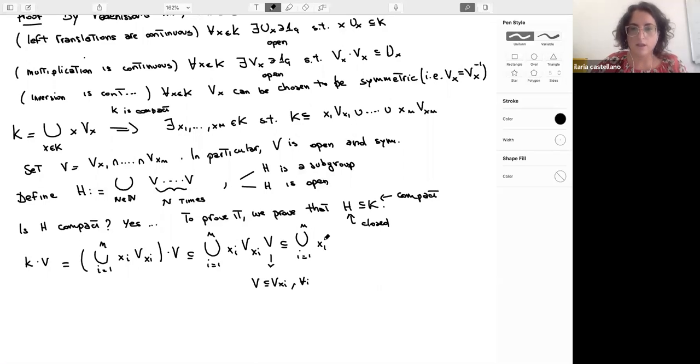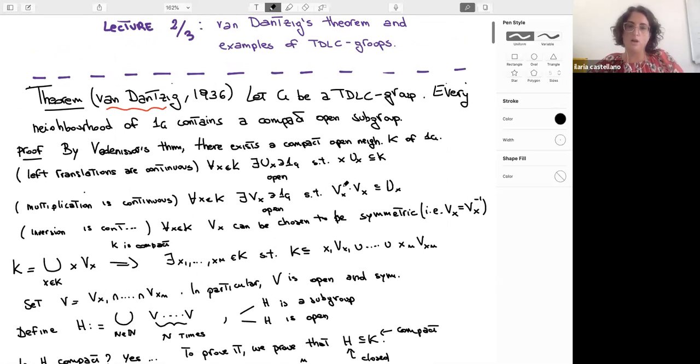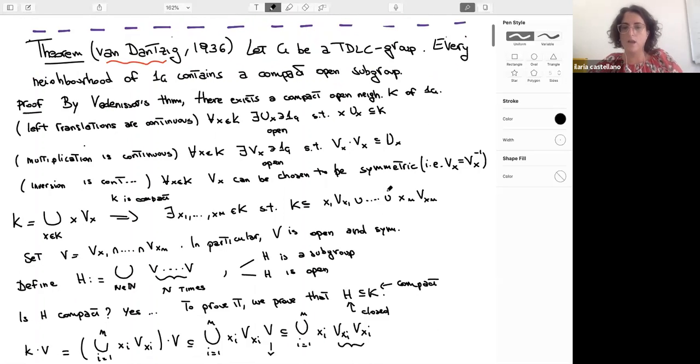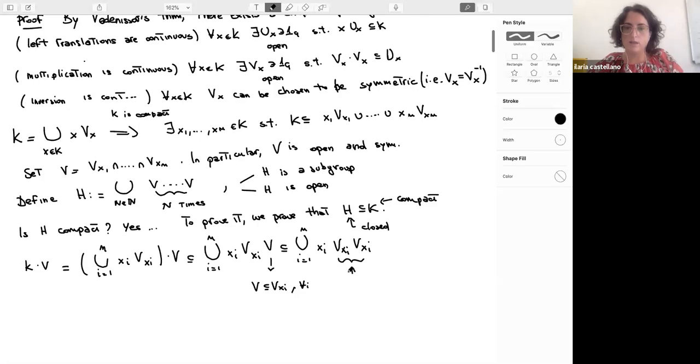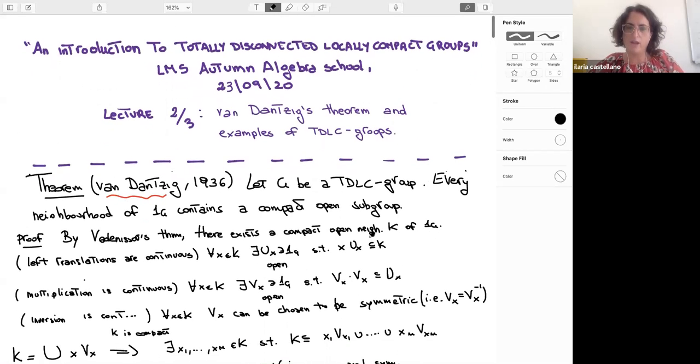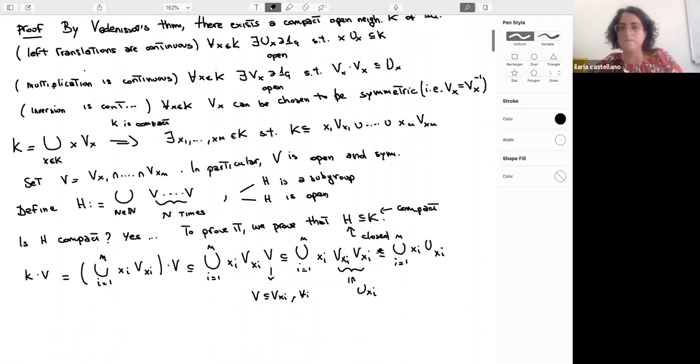So I can just write here again V_{x_i}, but now we choose V_x in such a way that the product is contained in U_x. So actually this one is contained in U_{x_i}. So this is contained in the union of x_i U_{x_i}. And then I go back again and I check how did I choose U_x, and this is the translation, so this is contained in K because each one of these is contained in K.